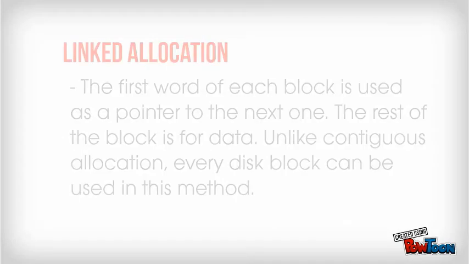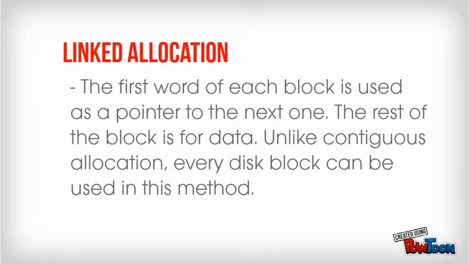In linked allocation, the first word of each block is used as a pointer to the next one. The rest of the block is for data. Unlike contiguous allocation, every disk block can be used in this method.